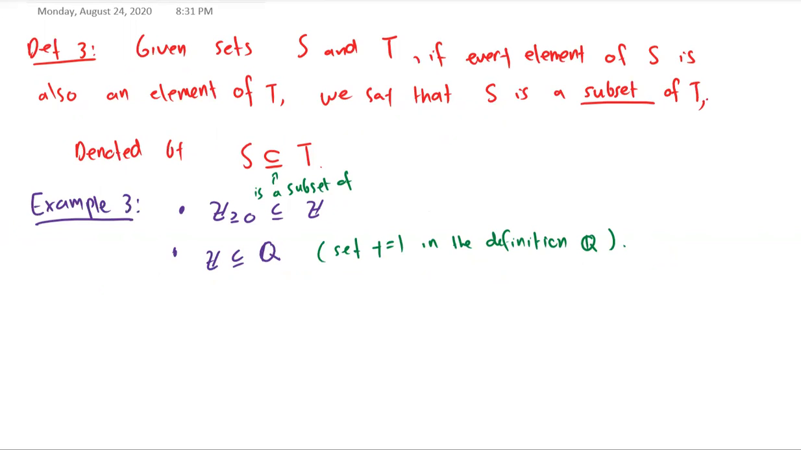Okay, now let's do another example. Let's use finite sets here just to show you how it works. The set containing the elements 0, 1, and 2 is a subset of the set containing the elements 0, 1, 2, 3. Why? Look at any element in this first set. 0, okay, that's in the second set. 1 is in the second set as well. 2 is in the second set as well. So every element of this set is also an element of this set.